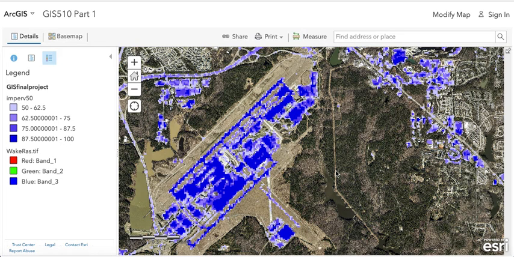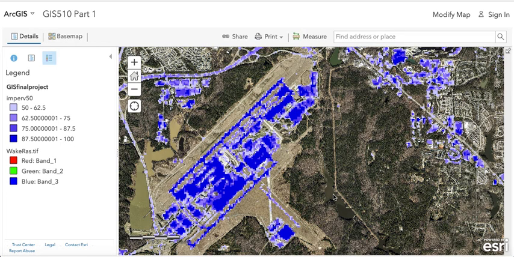So my three questions are: first, how much area in impervious surfaces are surrounding RDU? Number two, how much of that has a slope and aspect so that water will run off into the lake? And three, how much runoff goes into the lake annually?